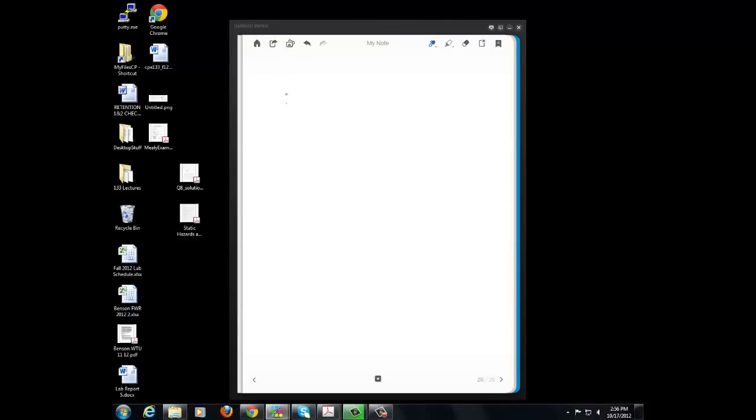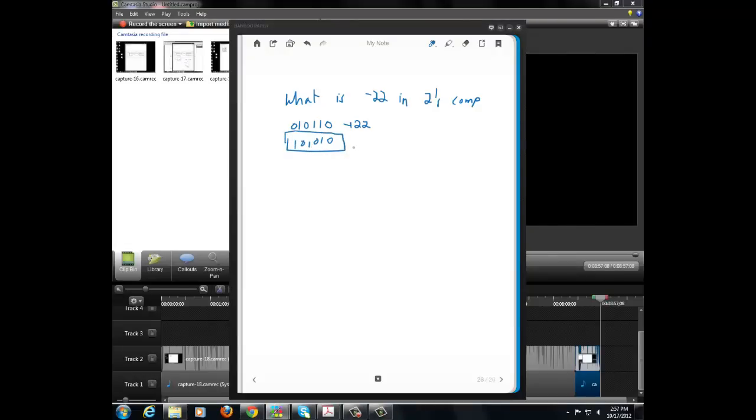Let's say, what is negative 22 in 2's complement? So we write down positive 22. Positive 22 is going to be 16 plus 4 plus 2. Here's positive 22. And now, to get it into 2's complement, we copy down everything until you reach the first one, and then flip all the bits. So this is your answer. This is your negative 22 in 2's complement.